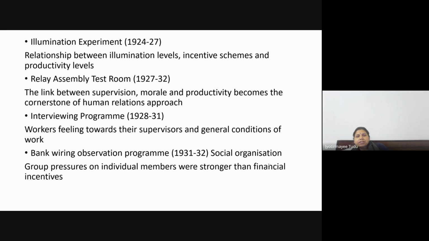These are the 4 phases through which the Hawthorne experiment was conducted. The first phase begins in the shape of the illumination experiment, and here the proposition was that there is a relationship between illumination levels, incentive schemes, and production levels. Illumination means the lighting arrangement of the working sphere.